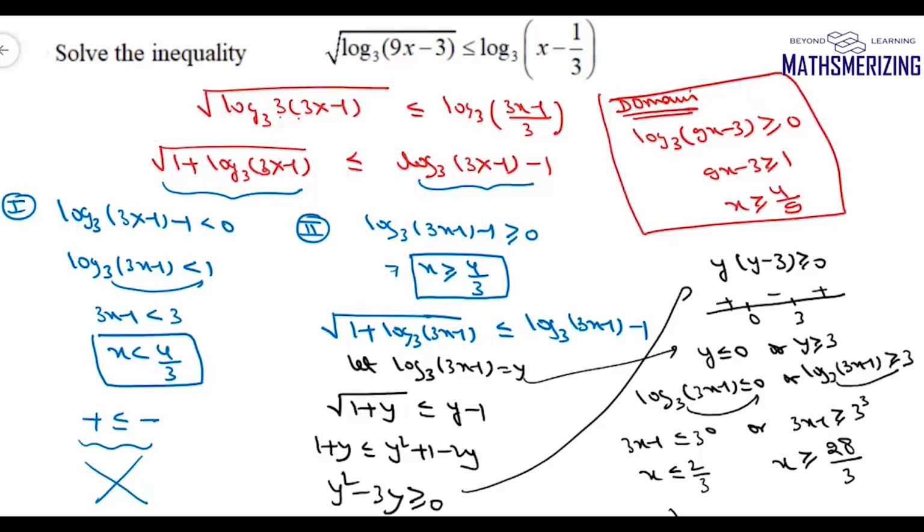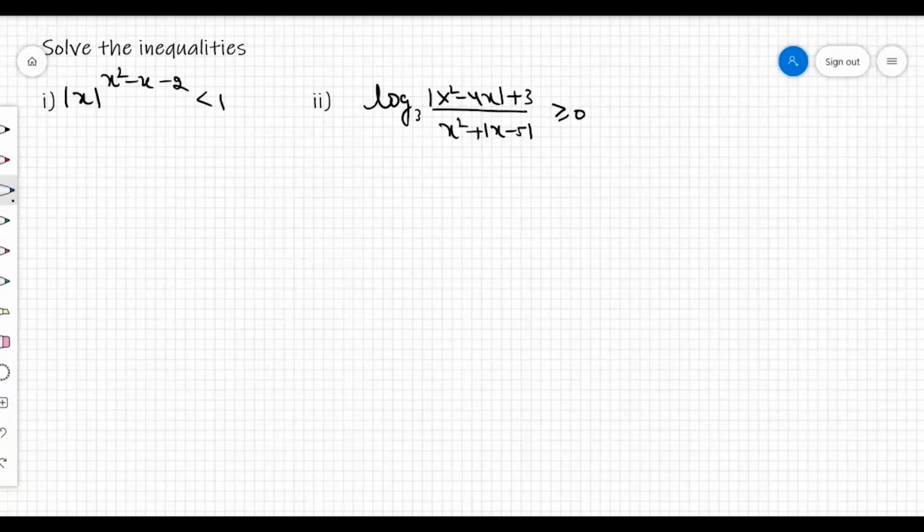Now this result has come with the condition, and the condition is x should be greater than or equal to 4 by 3. So that is the only condition from this case I'll get is x should be greater than or equal to 28 by 3. Considering its domain also, the only result in this case possible is x should be greater than or equal to 28/3. Now for the second question, I'll take antilog.